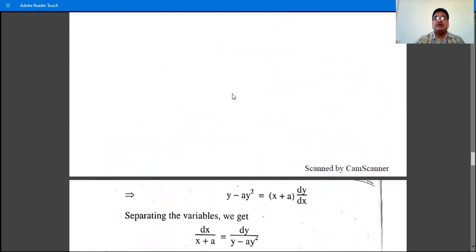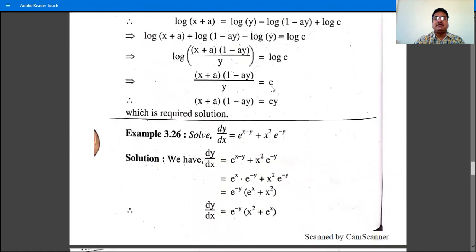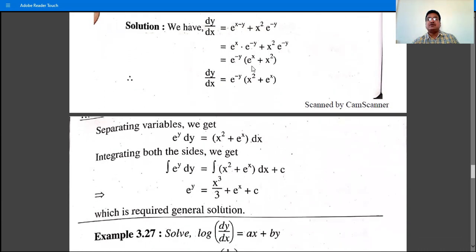So this is again the example of variable separable. Separate the variables and integrate. Next example, dy by dx is equal to e raised to x minus y plus x square e raised to minus y. So e raised to x minus y means e raised to x into e raised to minus y, x square e raised to minus y. Take e raised to minus y as common. So we have e raised to x plus x square, and then separate the variables.